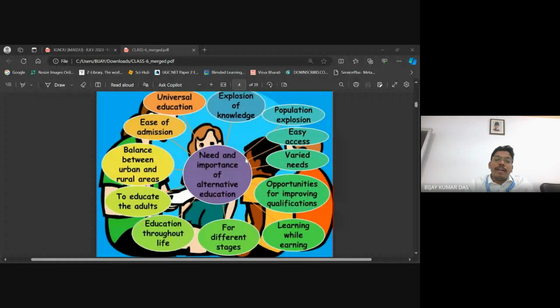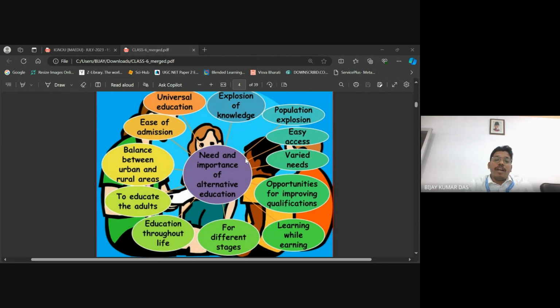Next is the balance between urban and rural areas. It is not about urban people being admitted and rural people not. Those who are urban are getting more facilities, more universities and colleges are there, they are getting admitted and their seats are filled. But those in rural areas may not be getting proper opportunities. But with the help of the alternative form of education, they are getting the same benefits, equal treatment. And you will see that maximum people in rural areas are in distance degrees.